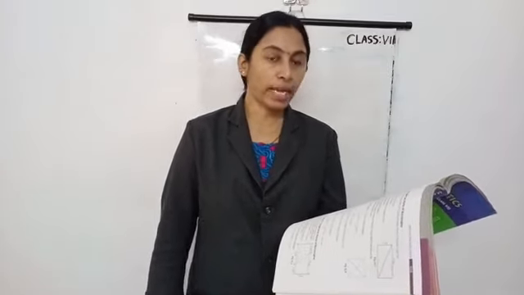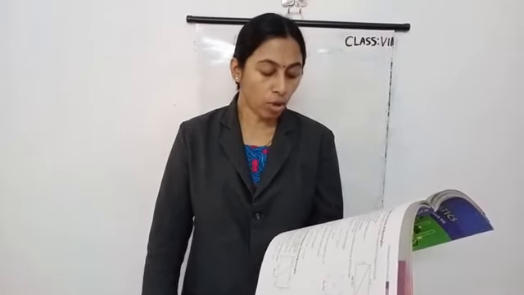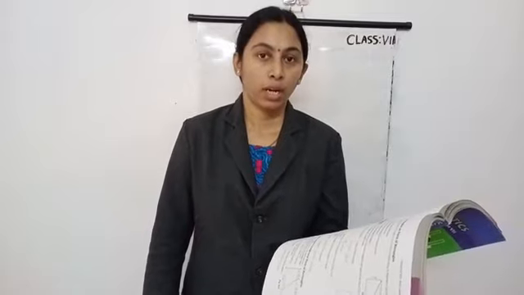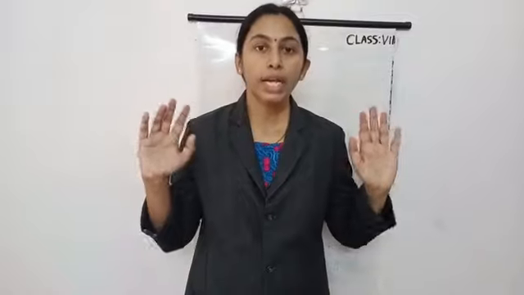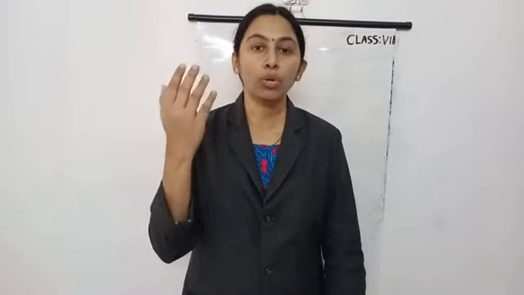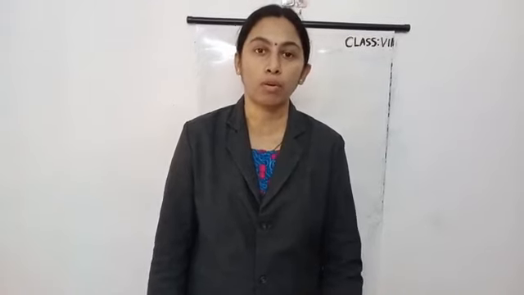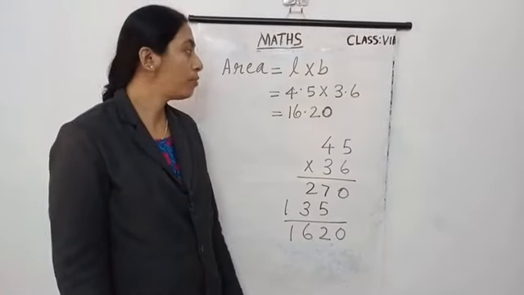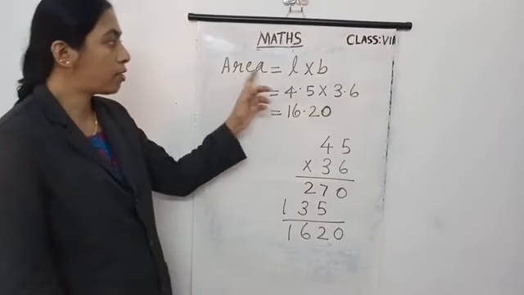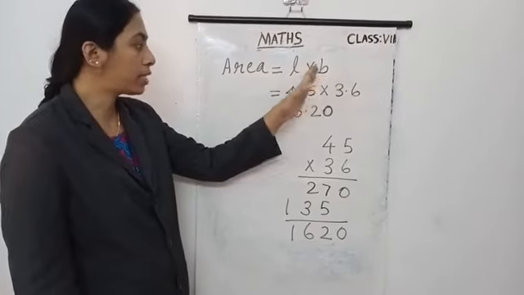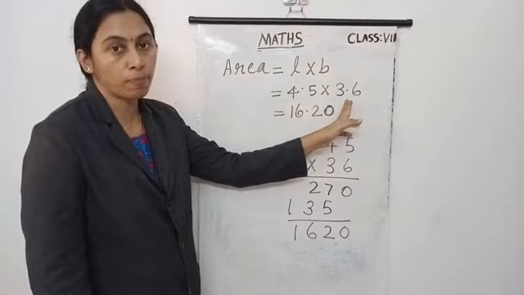So we need to find the total cost of whitewashing. So cost per meter square is 20. First we need to find the total area of this wall. Then that area into the rate per meter square in rupees. Then we get the total cost. So first we are going to find the area of the wall. So area is equal to L into B. Length and breadth are given. So length equal 4.5, breadth equal 3.6.